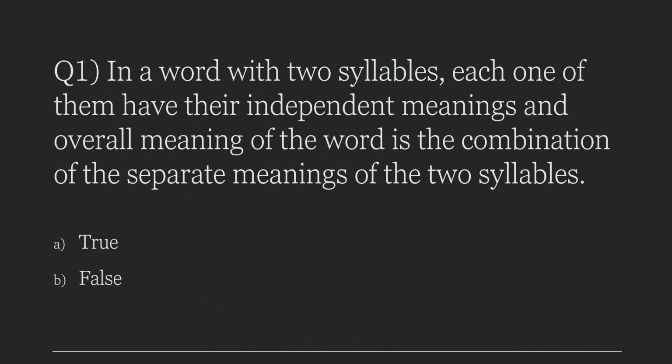So the statement says that, let's assume there is a disyllabic word and it has two syllables, and the meaning of these separate syllables determine the meaning of the whole word. So we have to tell whether this is a wrong statement or the correct statement. For this, let's assume a disyllabic word, display. It has two syllables, dis and play. Dis doesn't have a meaning, and play has the meaning to play.